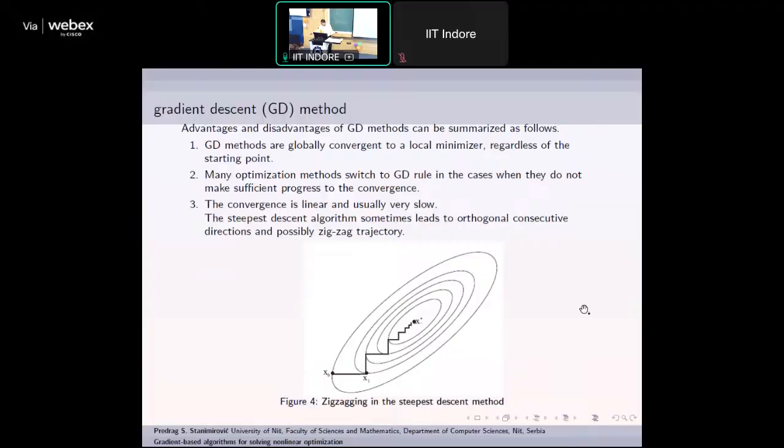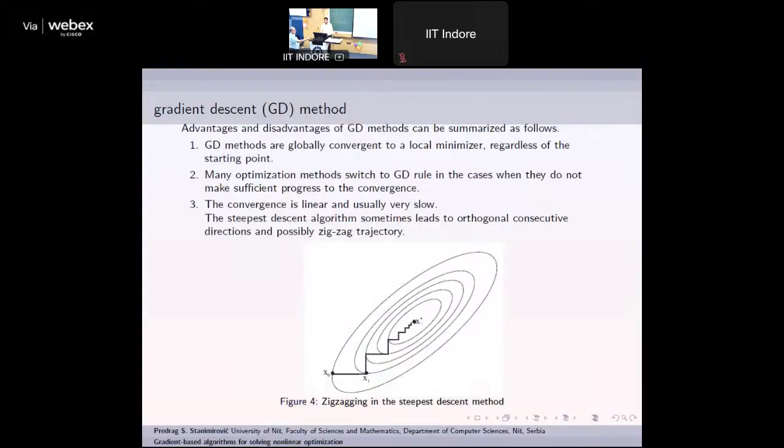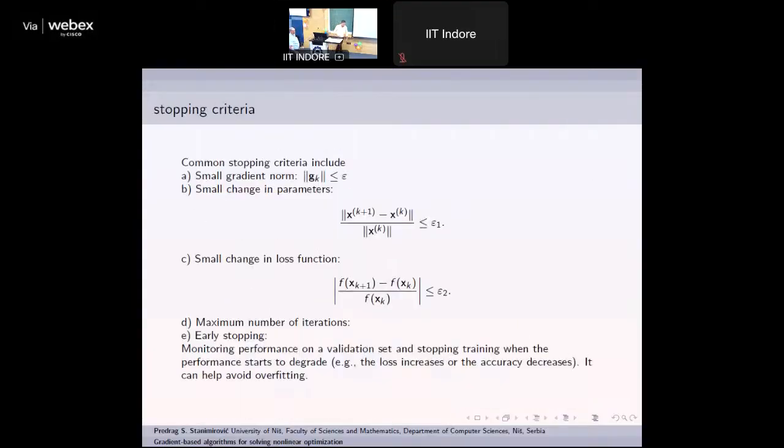Just change your side. Can you change your side? Yes. Can change it. Yeah, works. Okay.